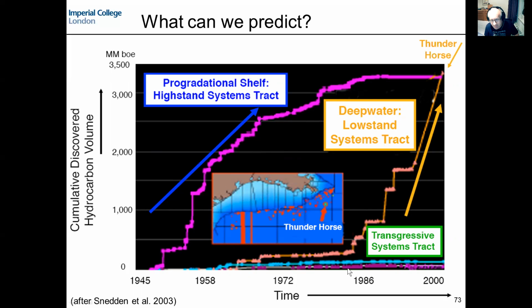In this case, there's a little bit of hydrocarbons added in the Transgressive systems tract, but most of the recent additions, and by recent I mean from the mid-80s through to the present day, in this basin have been through exploring for basin floor fans in deep water. So really the lowstand systems tracts and falling stage systems tracts on the basin floor.